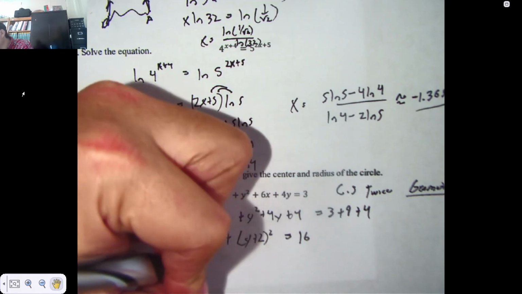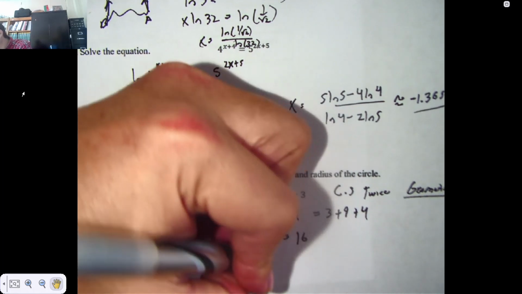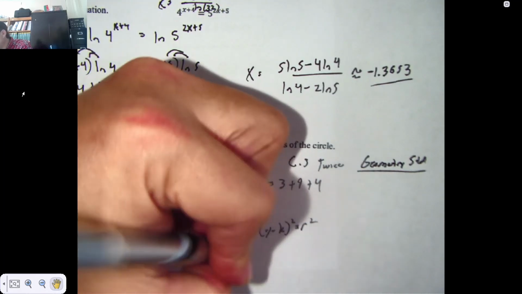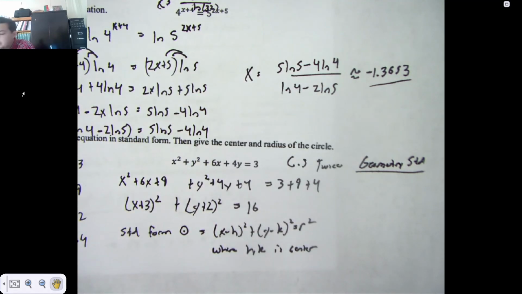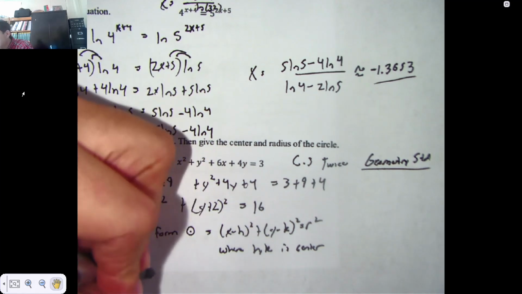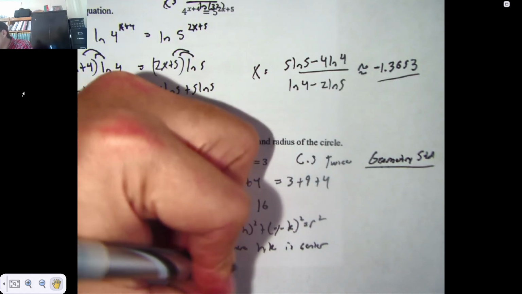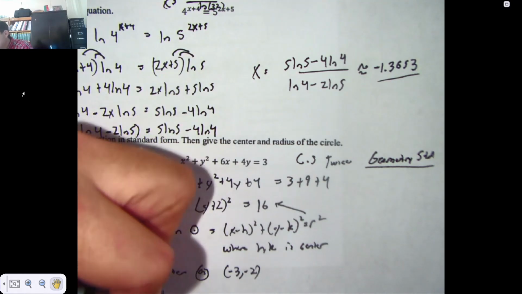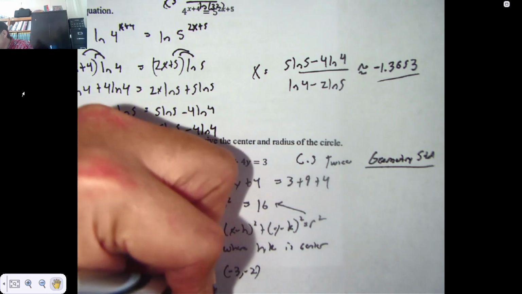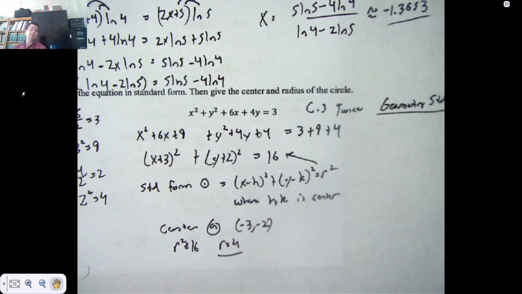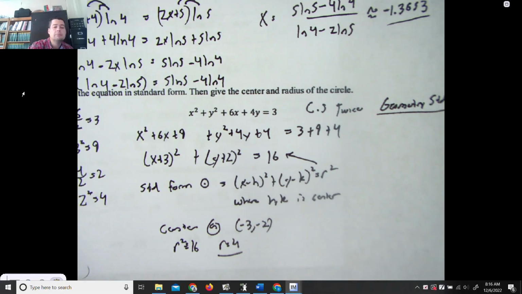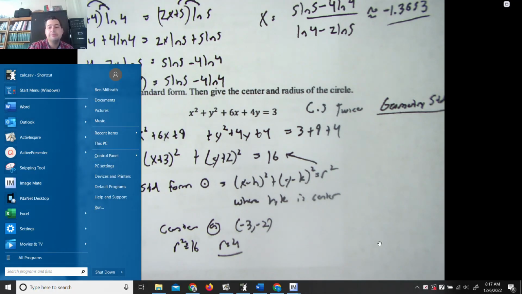The standard form of a circle is x minus h squared plus y minus k squared equal to r squared, where (h, k) is the center. And it wants the center and radius of the circle, so negative 3, negative 2. Center is at negative 3, negative 2. And r squared is 16, so my radius is 4. And there's your bonus questions. I even did most of them. Hope you learned something. That's the goal of this.